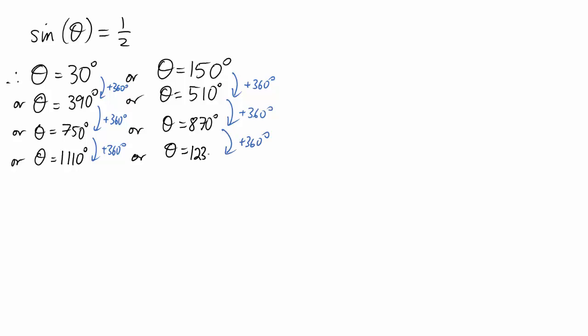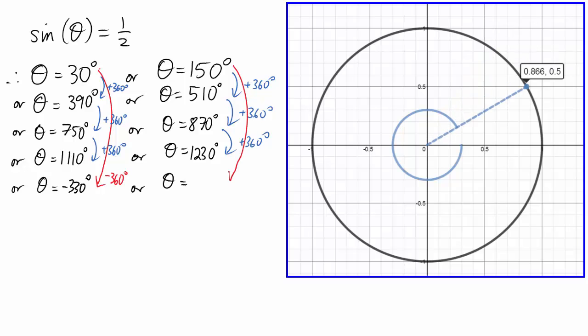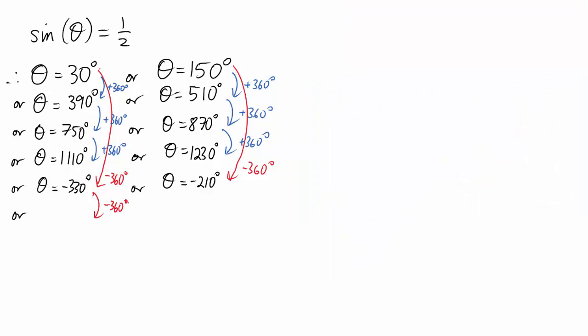Also, going back to the very first value of 30 degrees, we can take away 360 degrees, giving negative 330 degrees. And from 150 degrees, we can also go back around 360 degrees to get negative 210 degrees. It should be obvious that we can keep adding or subtracting 360 degrees from the first two values, so there are going to be infinitely many solutions to the original equation.